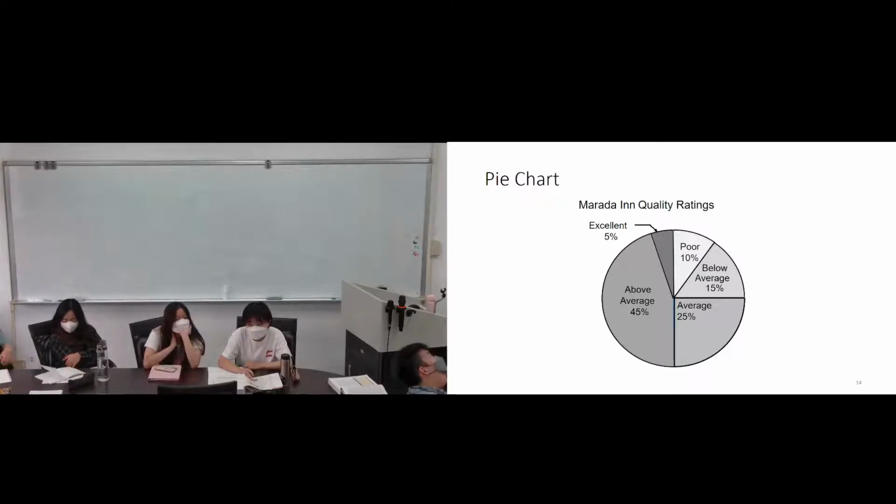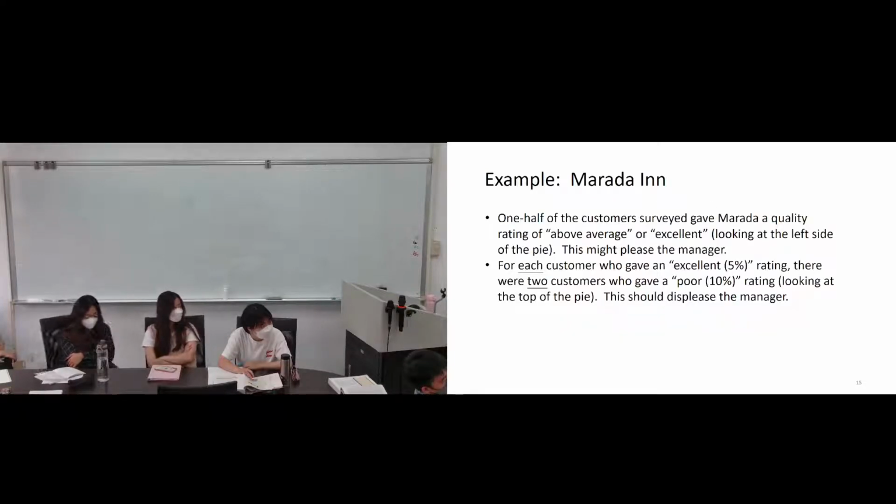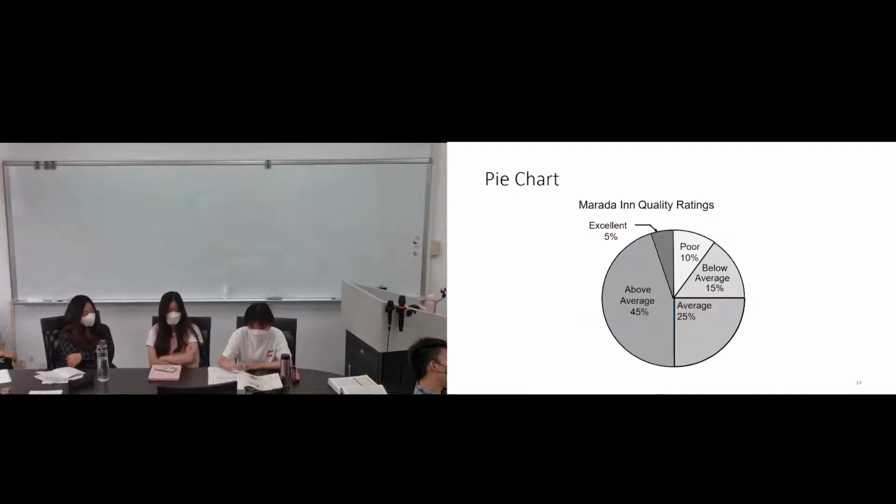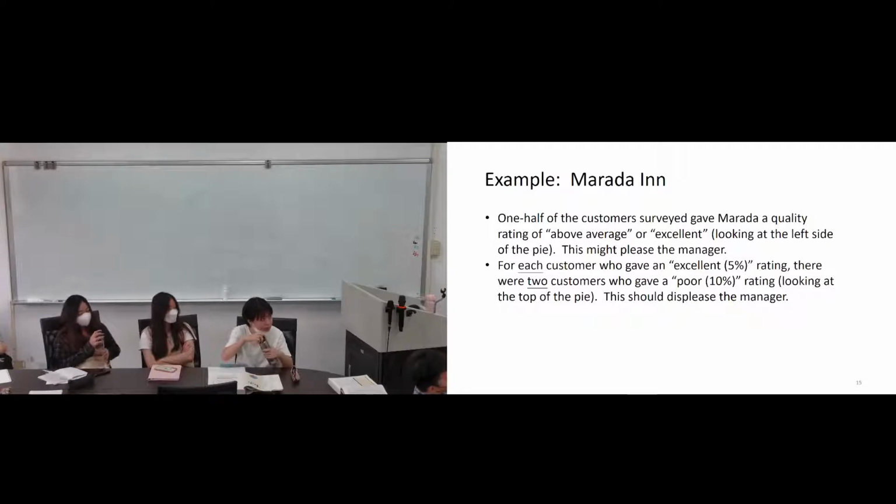So from the pie chart, you can see that about 50% of the customers rate excellent and above average, which means about 50% of the guests are satisfied with the Miranda Inn quality. But another 50% rate poor, below average, and average. So that other 50% might displease the manager. But if we just look at the 50% that rate above average and excellent, this piece of information might please the manager.